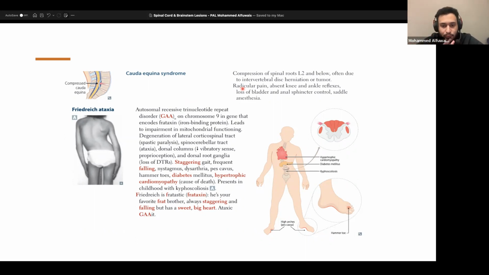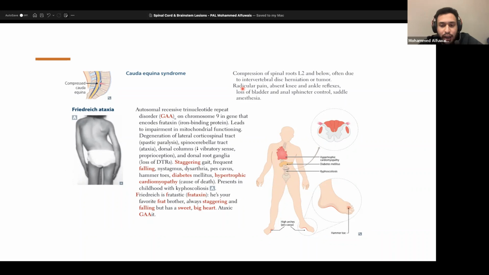You need to remember that impingement of a nerve will lead to radicular pain, which is basically moving pain. Since it's a nerve, it won't be at one spot, it will be moving. For example, in sciatica, you'll have pain radiating from the back all the way down to the calf. So that's what radicular pain is.